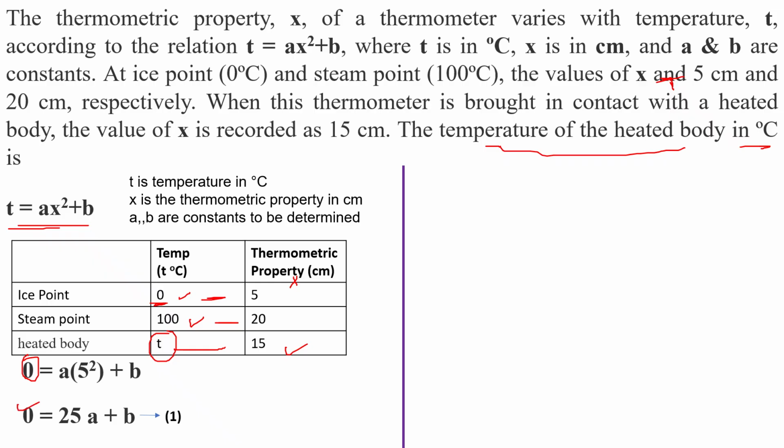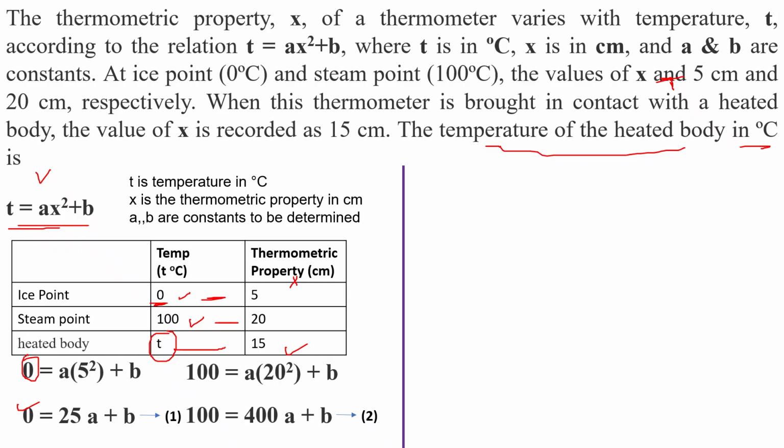Similarly, we determine the relation at the steam point. Steam point temperature is 100, so small t equal to 100, and the thermometric property at steam point is 20, so x is 20. Then substitute t and x values in the equation t equal to ax square plus b. Then 100 equal to a into 20 square plus b. Then it will become 100 equal to 400a plus b.